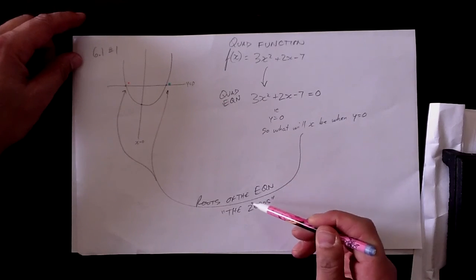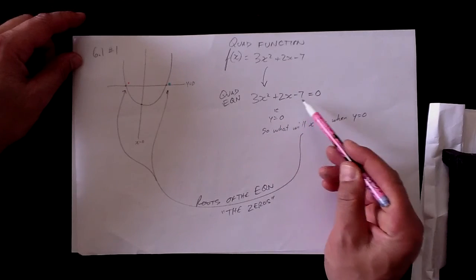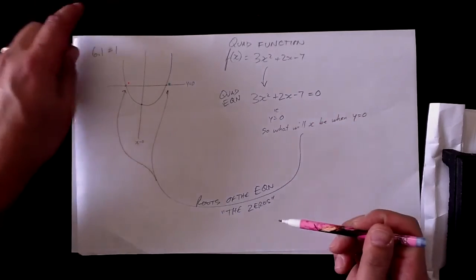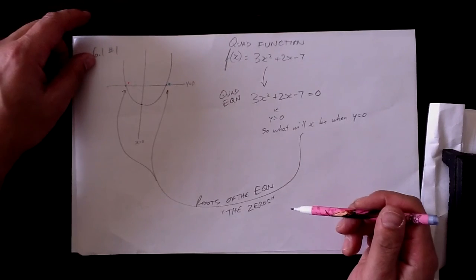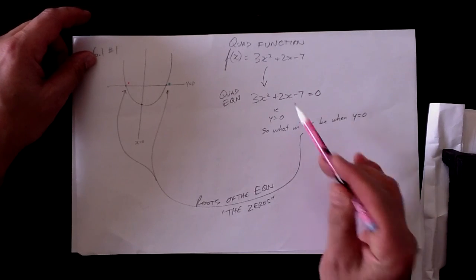And to figure out what the roots are, we only have to take the function equal to 0 and solve for x. And the rest of this chapter is all about figuring out how to solve for x.